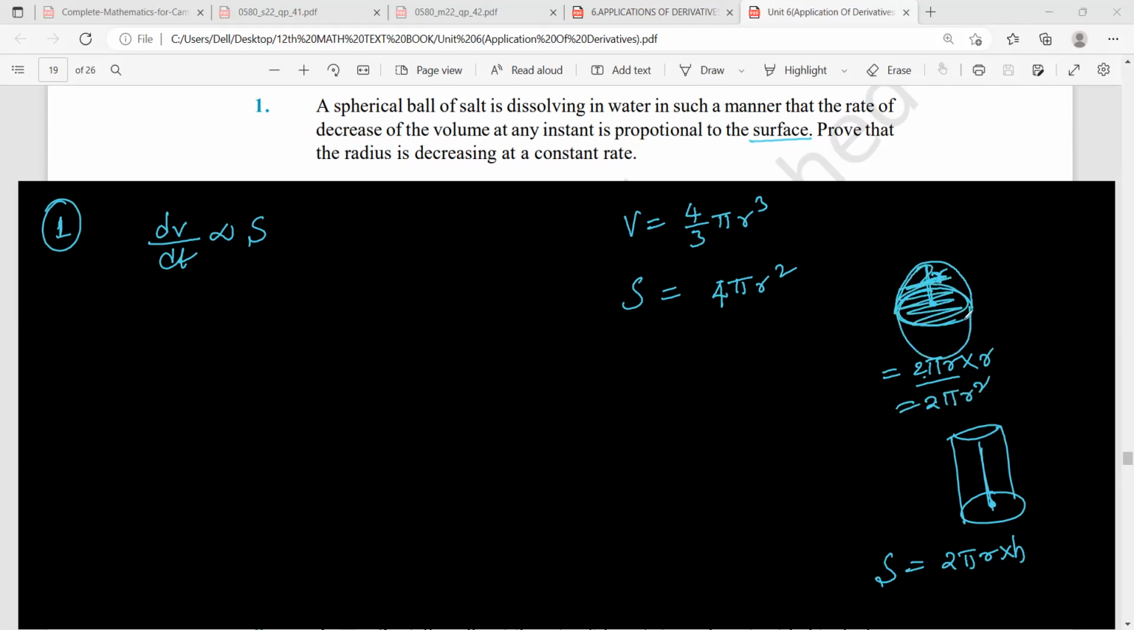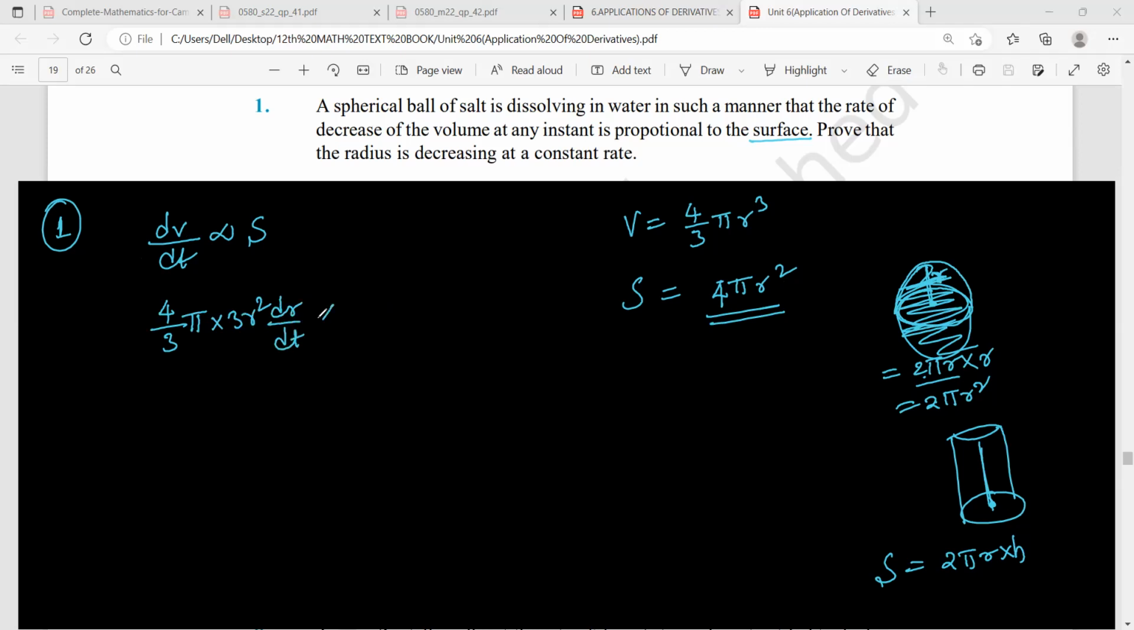Then one more is there, no? Another part is also 2 pi r square. So total 4 pi r square. So now dv by dt. Yes, sir, dv by dt. What is dv by dt? It is 4 by 3 pi into 3 r square dr by dt.